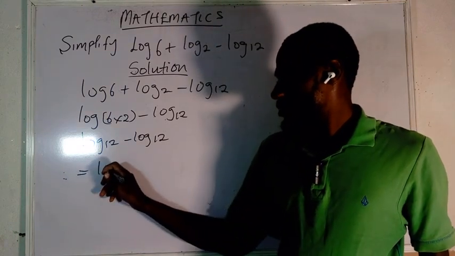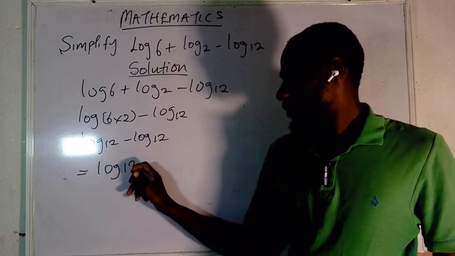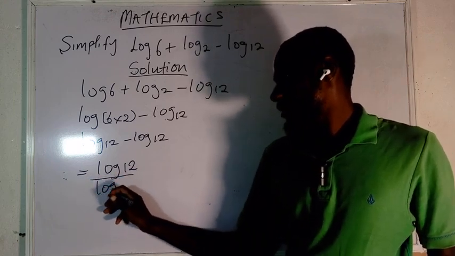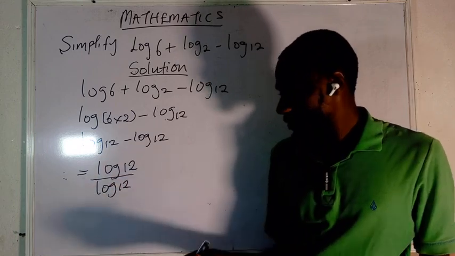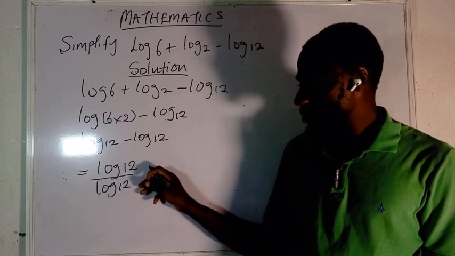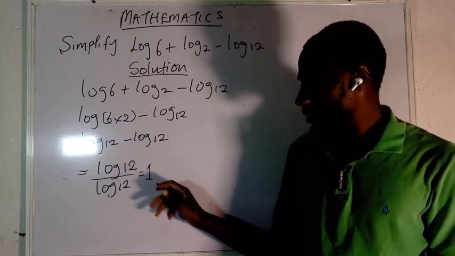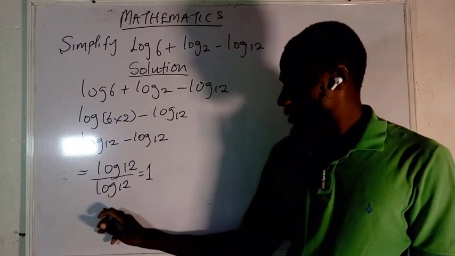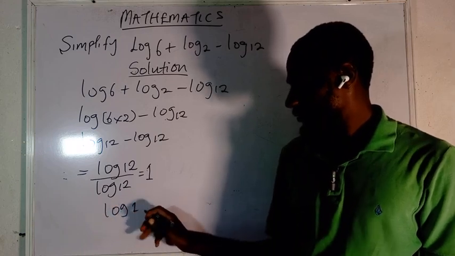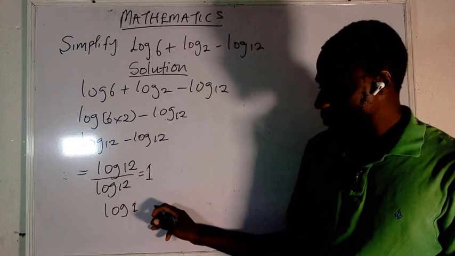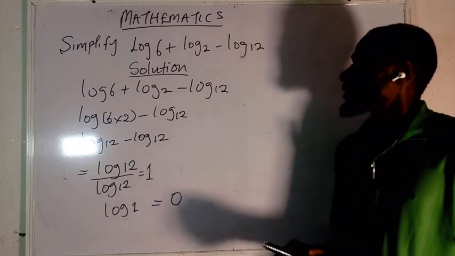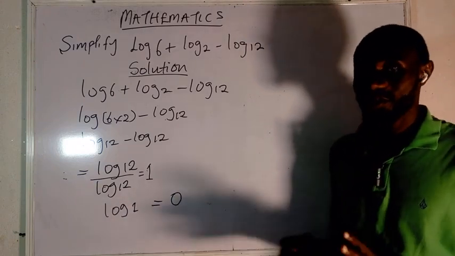This is equals to log 12 divided by log 12. That is, 12 divided by 12 is equals to 1. Here it is equals to log 1. Log 1 is also equals to 0. That is, the answer of this log is equals to 0.